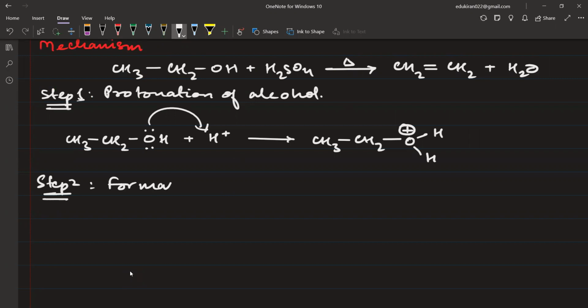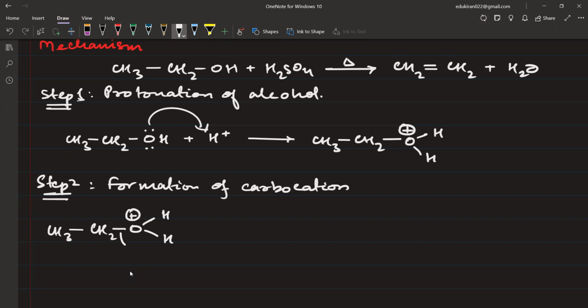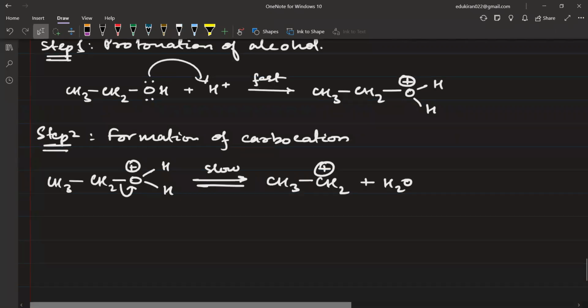Step 2 is formation of carbocation. We'll take this CH3CH2 oxygen with two hydrogen atoms and a positive charge. This bond is going to break and it will give you CH3CH2 positive plus H2O. Now this reaction is going to be slow, and it is also quite reversible because we are forming a carbocation. Okay, this is a slow step. The previous one is quite fast because it is an acid-base reaction. Now, following, step 3.